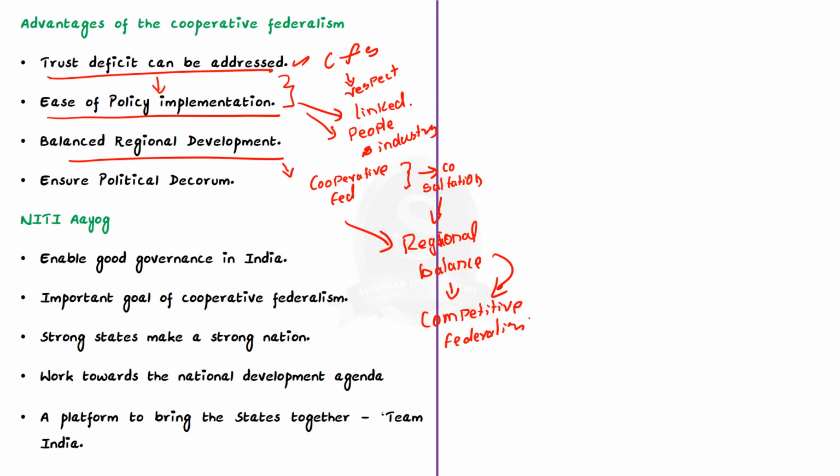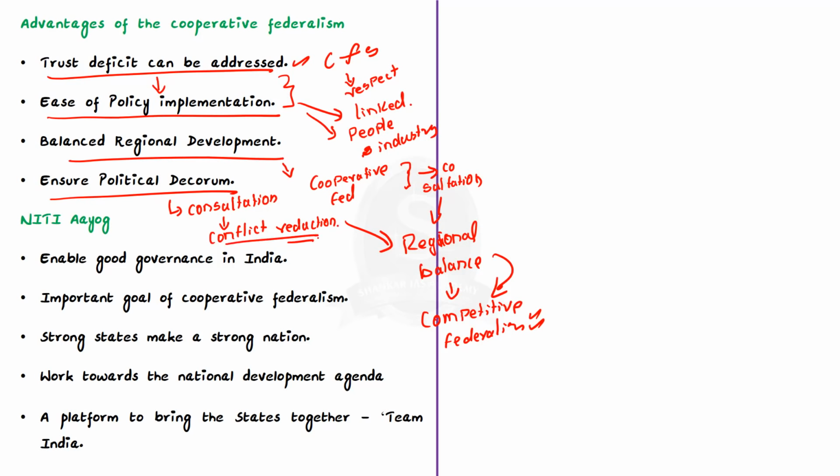Finally, cooperative federalism will help establish political decorum. When cooperative federalism is properly implemented, all the decisions will be taken in a consultative manner. So, the conflict between political parties will be reduced. This will result in good political decorum. So, the current scenario where the only activity in which the political parties are engaged is mudslinging against one another can be avoided.